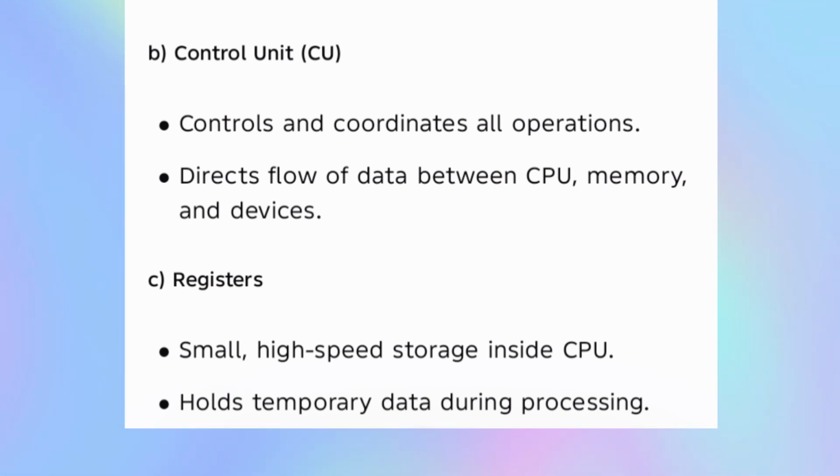Register: small high speed storage inside the CPU. It holds the temporary data during the processing time. The register is the smallest memory inside the processor. During processing, when the processor wants to store some data intermediately, it is held there. That is the only purpose of the register. It is the smallest and very fastest memory.